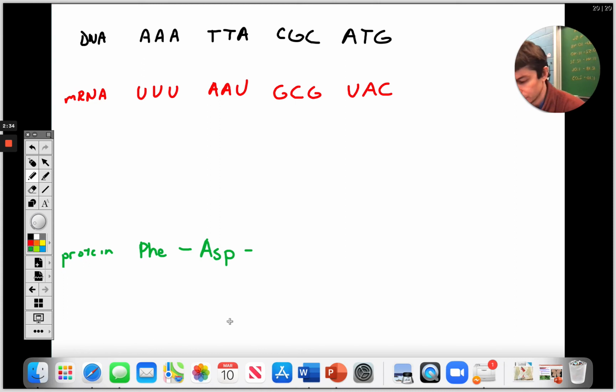GCG is our next one. GCG. And notice I'm always using the red. I'm always using the mRNA for this. And then UAC is tyrosine. Okay. So here is our protein, our nice sequence. Now, again, we're always using the mRNA in our codon charts. Always, always, always the mRNA.